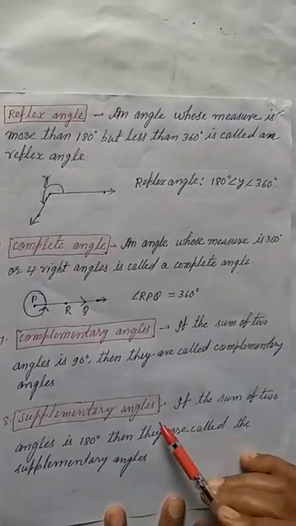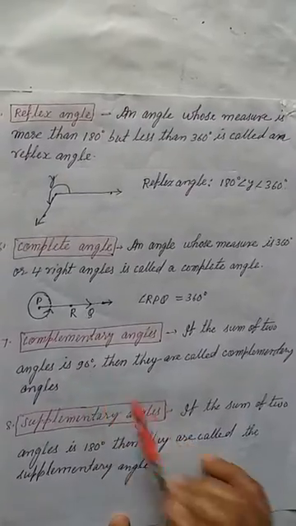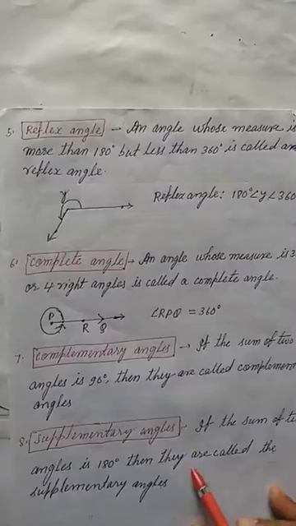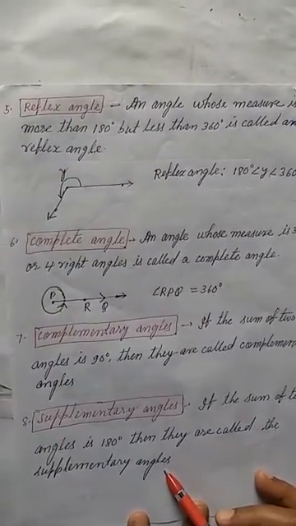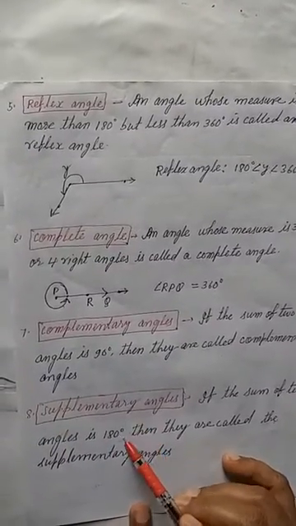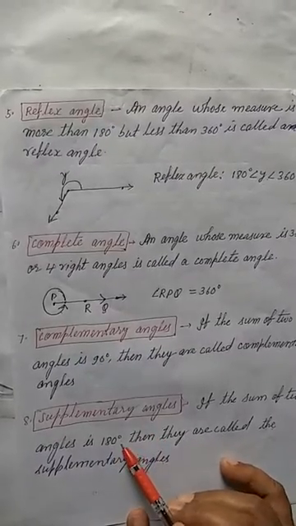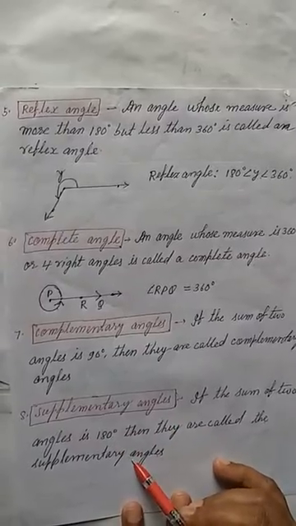Now supplement. What is the difference between this and this? Here the sum of the angles is 90 degrees, but in this case, if the sum of two angles is 180 degrees, then they are called supplementary angles. So what is the supplement of 80 degrees? 100 degrees. And what is the supplement of 100 degrees? 80 degrees, because if you add 100 plus 80, you get 180 degrees.